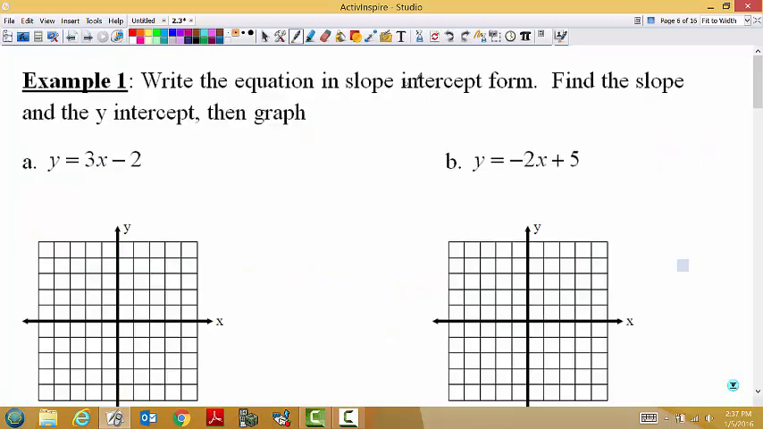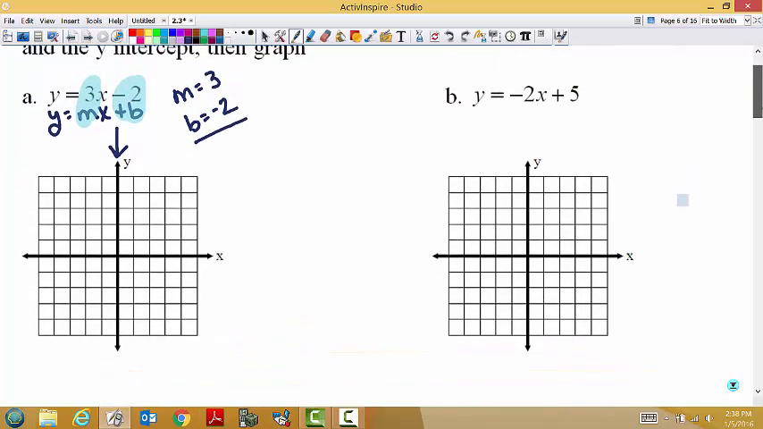It says write the equation in slope-intercept form, find the slope and the y-intercept, then graph. So it's y equals mx plus b, where m is 3 and b is negative 2. I'm just pulling them straight out of the equation. I'm going to begin at my b, which is at negative 2. Now I'm always going to go on my y-axis. So I begin at negative 2, going down 2 on my y-axis. And then my m is 3.